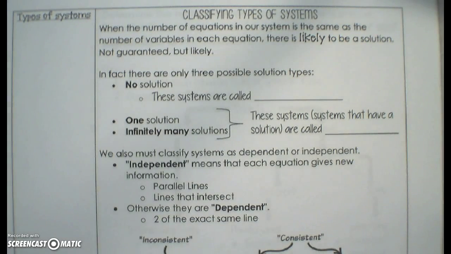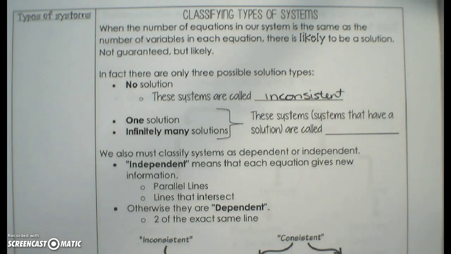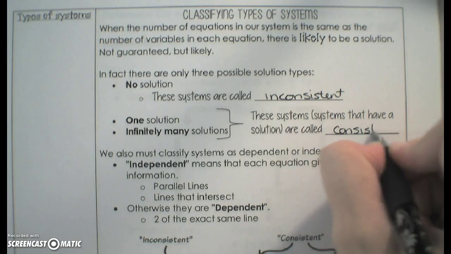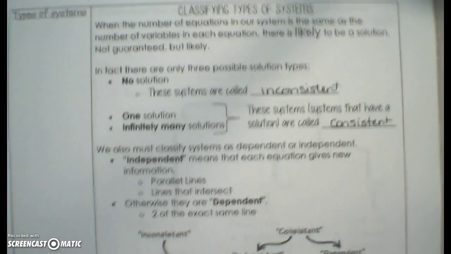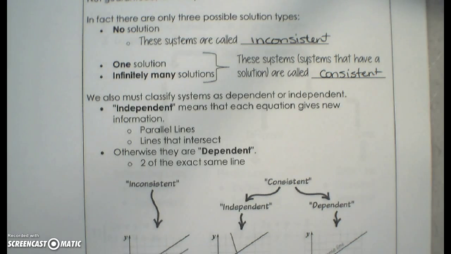So when it comes to classifying the types of systems, we have basically 3 types. We have no solution, one solution, and infinitely many. No solutions are going to be called inconsistent. And those that have solutions are called consistent. And you've probably heard those words used before. But then, if it is consistent, we can also classify it as either dependent or independent.